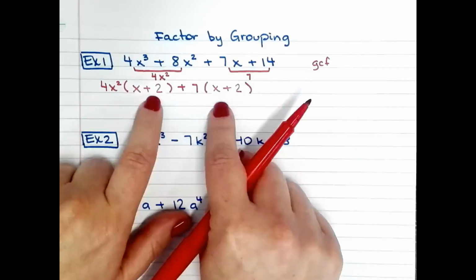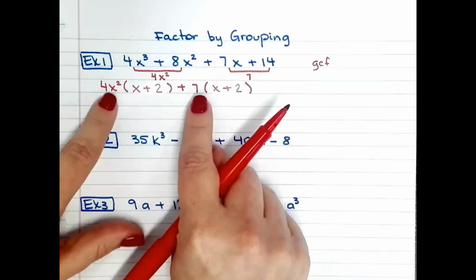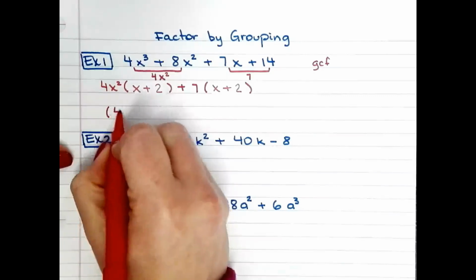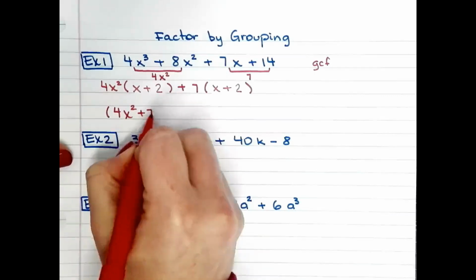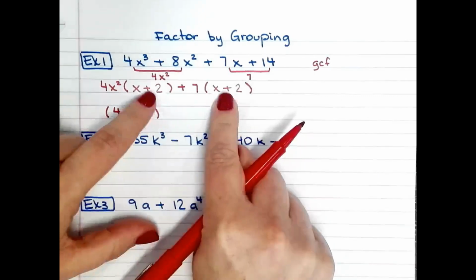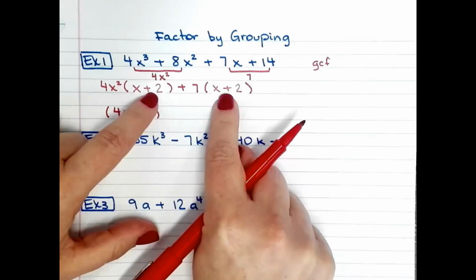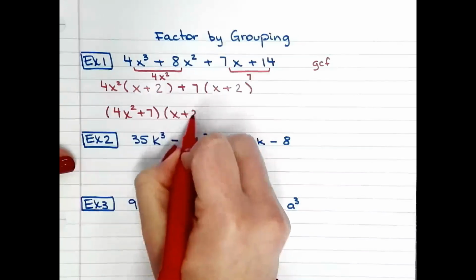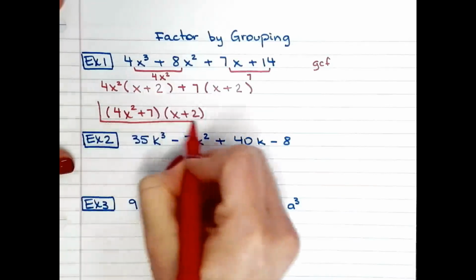Okay, so your final answer will be, you bring both GCFs together and you write that as a factor. And then as soon as you notice that these guys are the same, they go right there as the other factor.